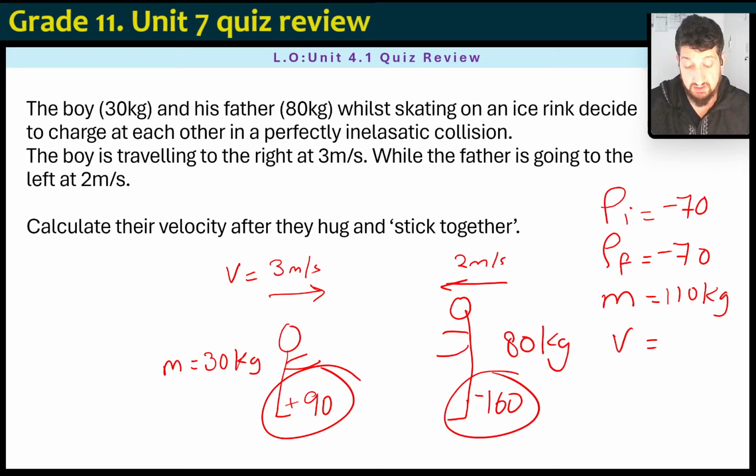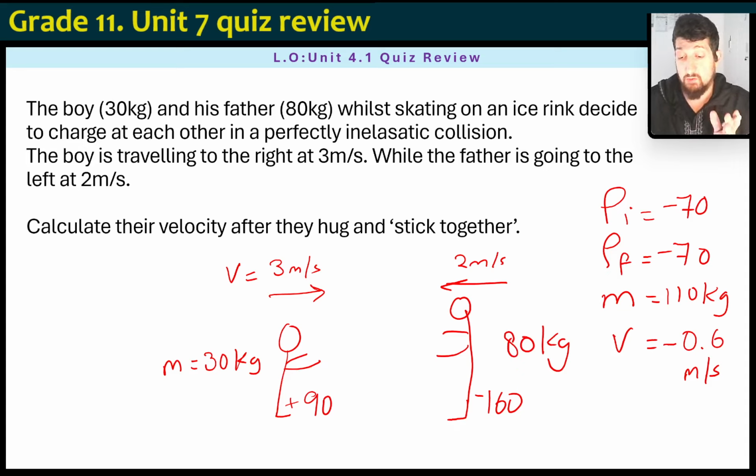So the velocity after is going to be negative 70 divided by 110, which is equal to negative 0.6 meters per second. Does this result make sense? Of course it makes sense. The father is bigger, and the father has a bigger momentum, so most likely, once the father hugs the boy, they're going to be moving in the direction of the father. What this is saying is that once they hug each other, they're going to be moving this way slightly at 0.6 meters per second. Which makes sense. Okay?